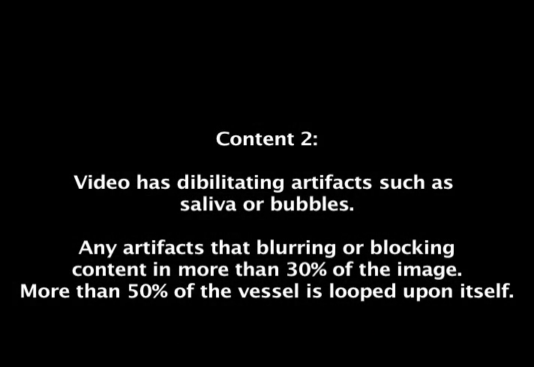For a video to get a content score of 2, there have to be debilitating artifacts such as large bubbles or cloudy saliva that block the view of vessels. Also, a video will get a score of 2 if the majority of the vessels, more than 50%, are looped upon themselves. Here are some examples of unacceptable content. What you'll notice is that in all these videos, there are too many loops. Greater than 50% of the total vessel surface area is looped upon itself.